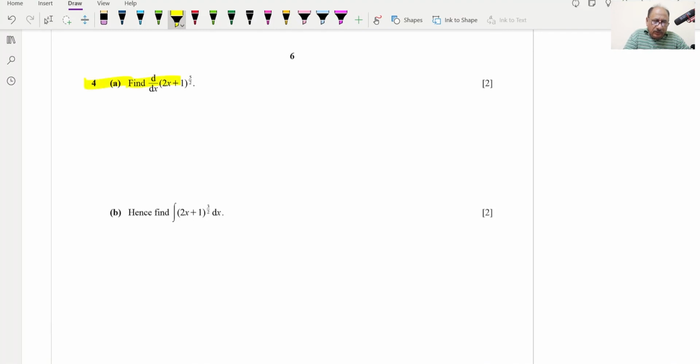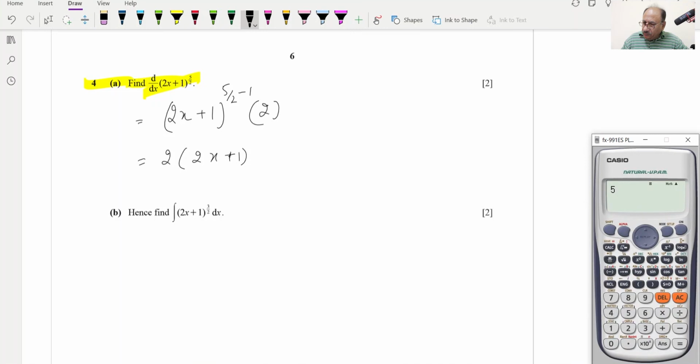Question 4a: find the derivative of this one with respect to x. So we can take the derivative, which will be 2x plus 1, and the power will be reduced by 1, so 5 by 2 minus 1, and into the derivative of whatever is inside, which is 2. So we'll write here 2, and this will be equal to 2 into (2x plus 1) raised to the power 5 over 2 minus 1, which we can write in fraction format, and this will be equal to 3 by 2.